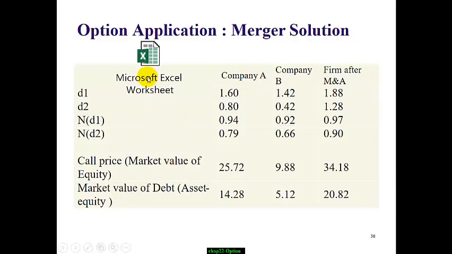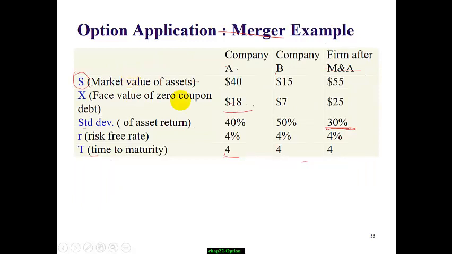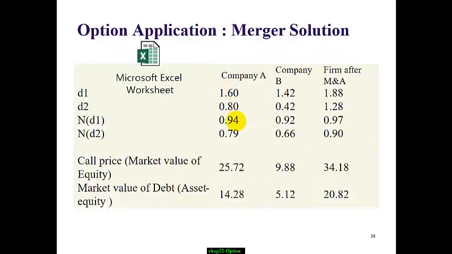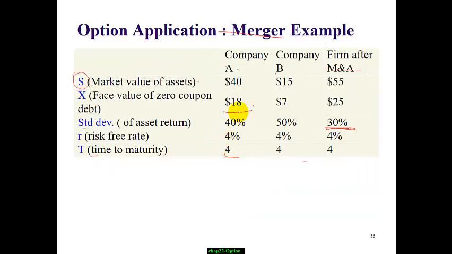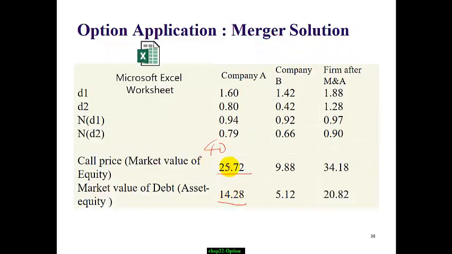So you can click on Excel, which basically we will just use those inputs, put into our Black-Scholes model template to figure out the D1, D2, and then use the Black-Scholes model to figure out the call price. So how much is the market value of debt? Just use total firm value here, 40 plus 15, 55. Subtract the equity market value. So what's left is the market value of debt.